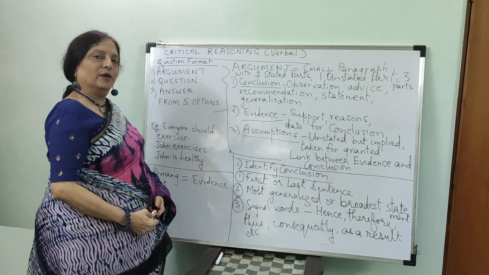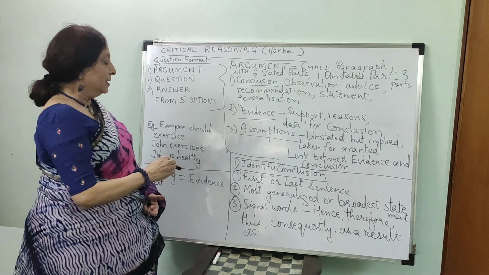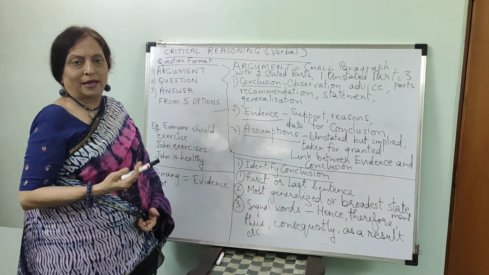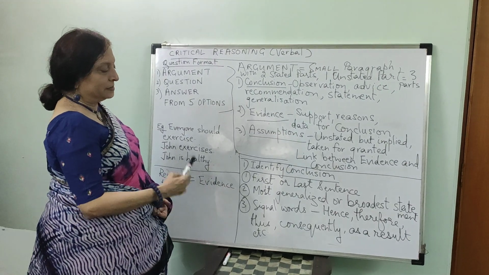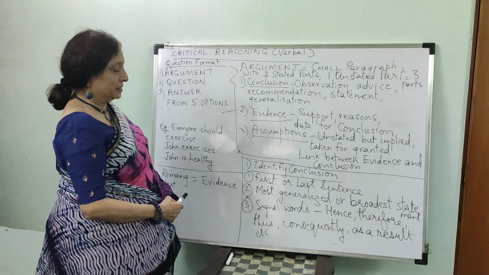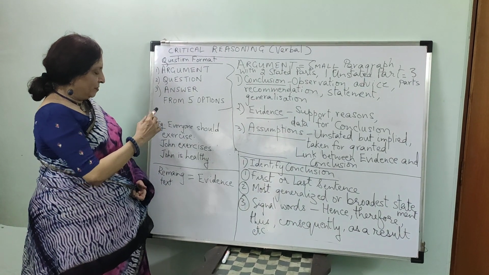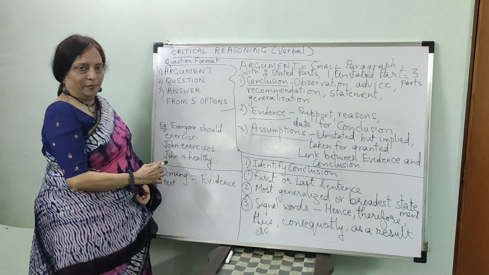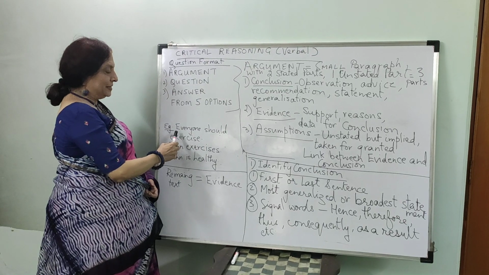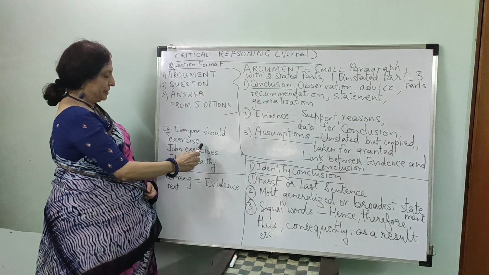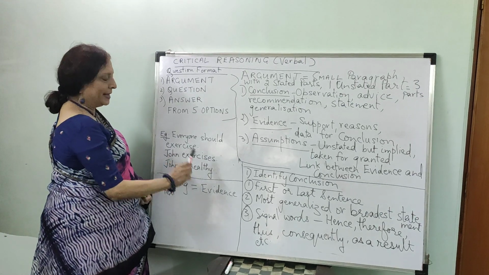Another way of identifying it is, even if the words are not actually there, if you can hypothesize these signal words, they could be signals for the conclusion. Words such as hence, therefore, thus, consequently, as a result, etc. Now let's take the example of this argument and find out what the conclusion is. The argument states everyone should exercise. John exercises. John is healthy.